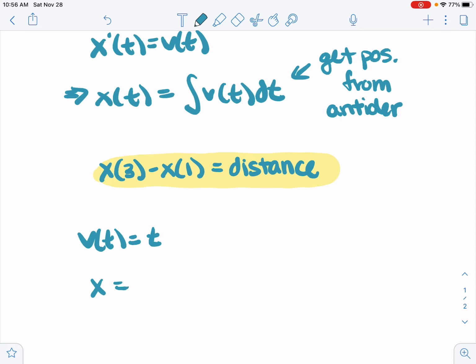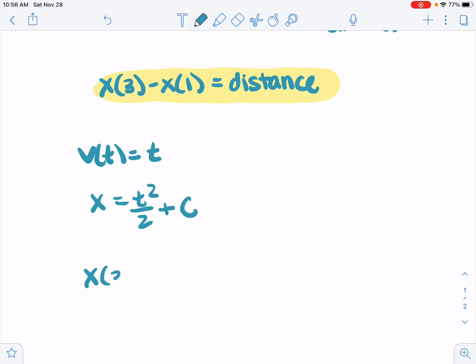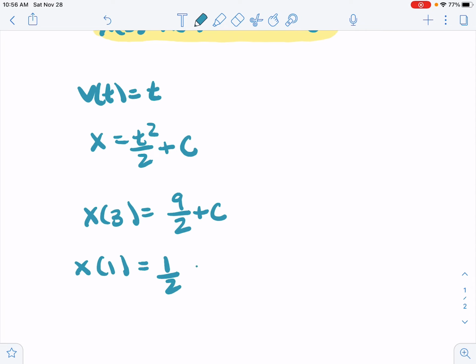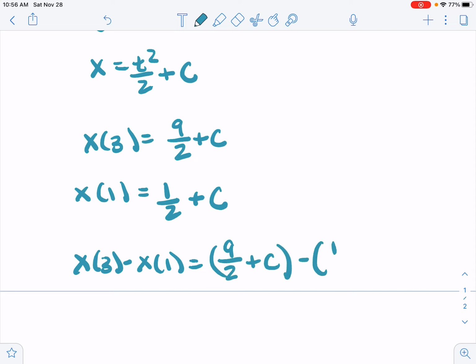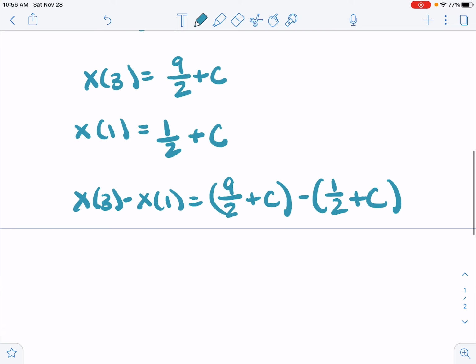x position would be t squared over 2 plus c, right? And x at time 3 would be 9 over 2 plus c, and x at time 1 would be 1 squared over 2 plus c, and you see what happens when we subtract them. We get 9 halves plus c minus 1 half plus c. The neat thing here is when we subtract them, the c's cancel out, c minus c. So we get 8 halves, which is 4 in this particular example.